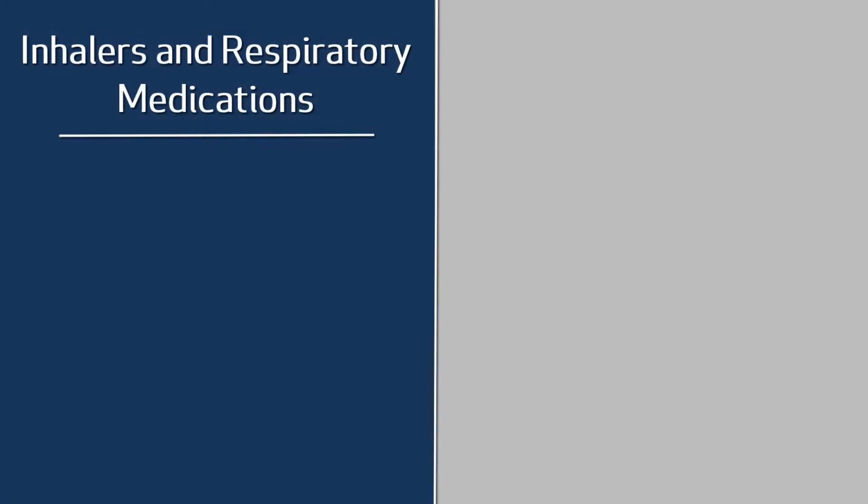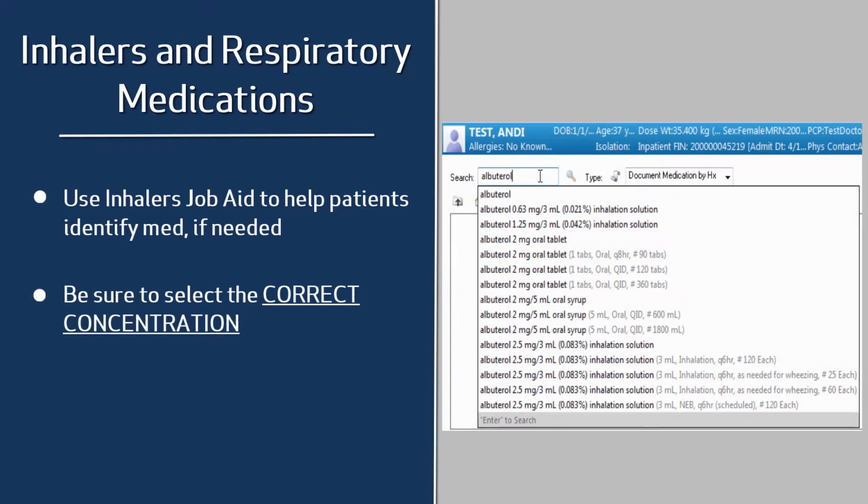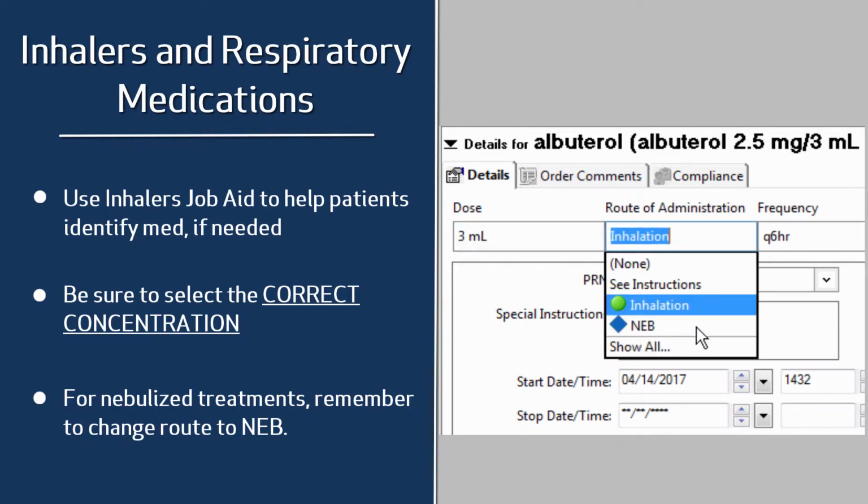If the patient uses an inhaler but is unsure of the name, you can use the Inhaler's Job Aid in Learning Live for the patient to identify which inhaler they use. It is extremely important to document the correct concentration of the medication for respiratory medications. If the patient is unsure of what dose they use, select the drug name without the amounts listed. If the patient does know the dose, be sure to select the correct concentration from the list options. For any nebulized breathing treatment, remember to change the route to neb.